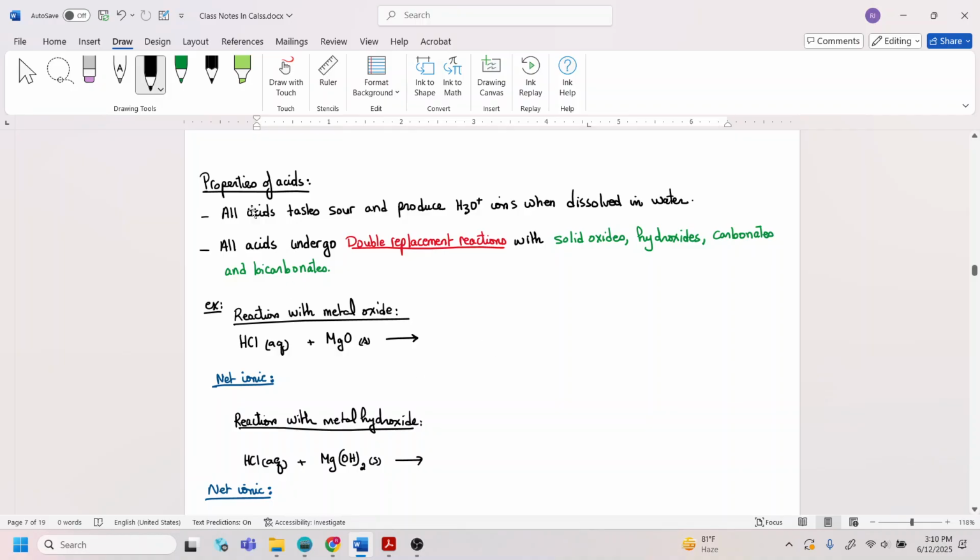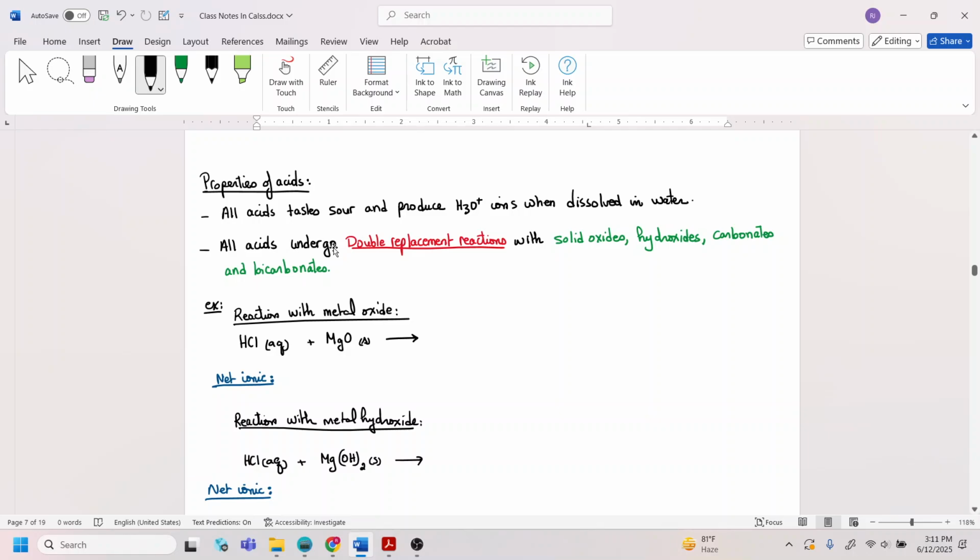So acids undergo, of course, reactions, right? And it's not just acids and bases. Acids react with bases, and acids also react with other compounds as well. Now we know that all acids taste sour, and they do produce H plus whenever they dissolve in water. This is why we call them an acidic solution. All acids undergo other reactions other than acid-base reactions. So they do react with other compounds.